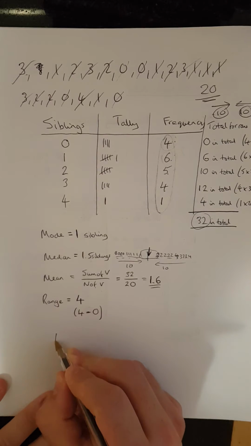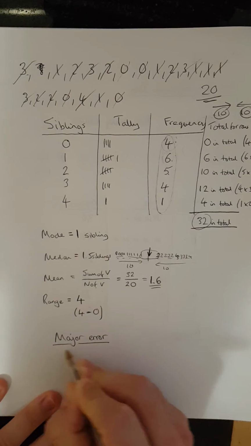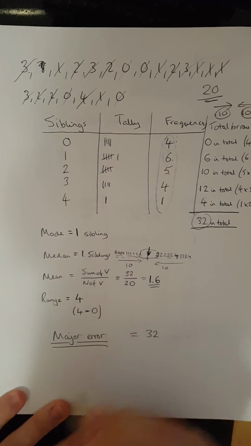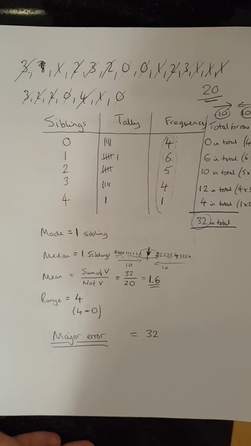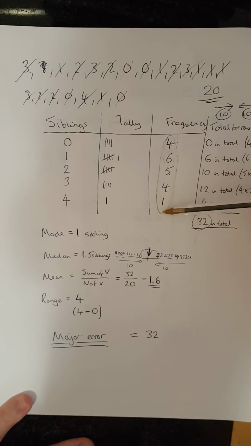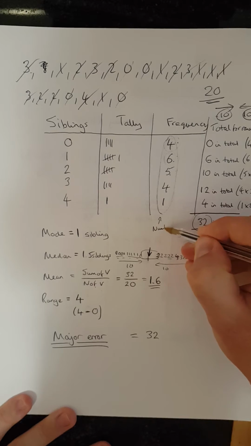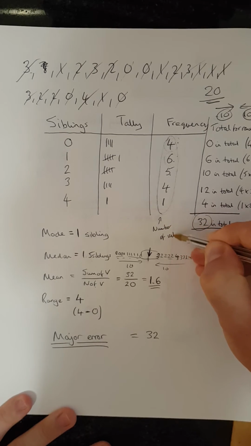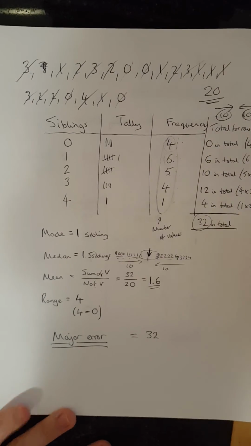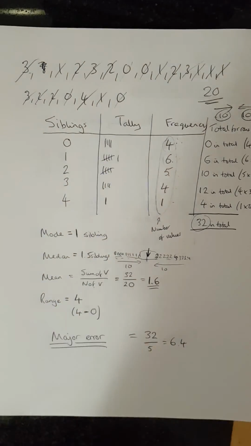Before we do that, there's a major error that people make that I need to tell you about. Lots of people will get the 32 correct. Then what they do, rather than counting how many bits of data they've got, getting the number of values from here, what they do instead is they go 1, 2, 3, 4, 5 categories and divide by 5, which gives them 6.4.